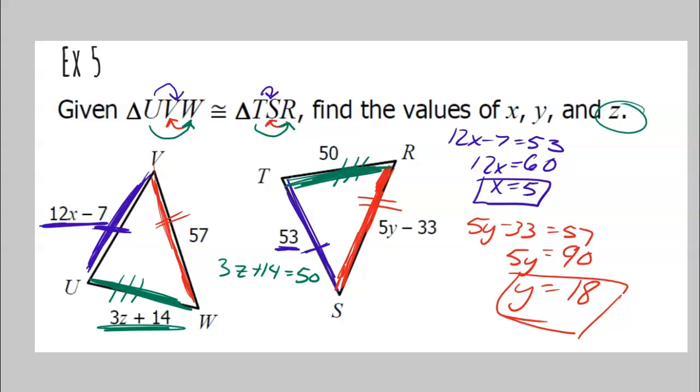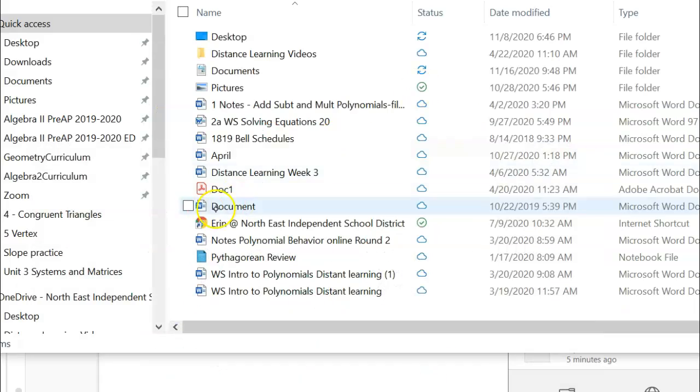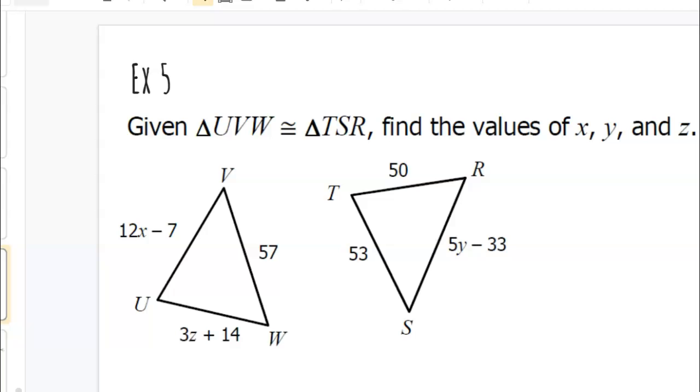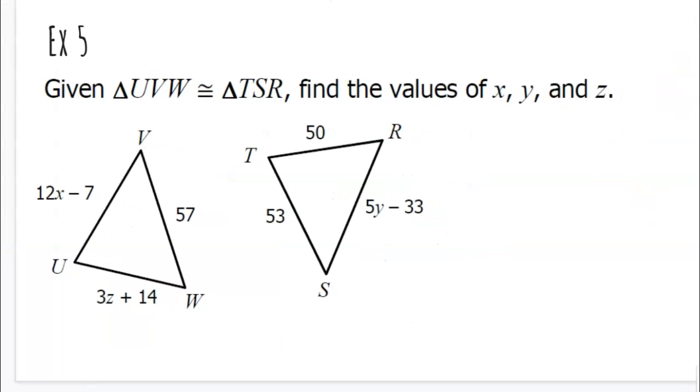So now I'm going to solve for z. So it's 50 minus 14, which is 36 equals 3z. So we have 36 divided by 3, which is z equals 12. All right, so that's the work for number 5. I'm going to go ahead and copy that and place it inside our PowerPoint here. Move this over.